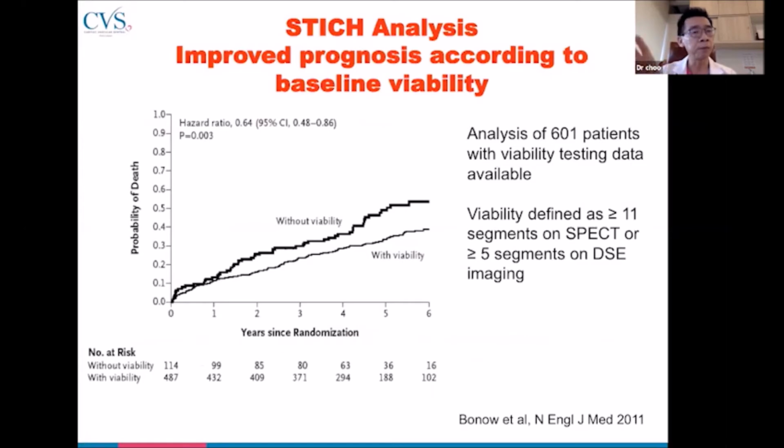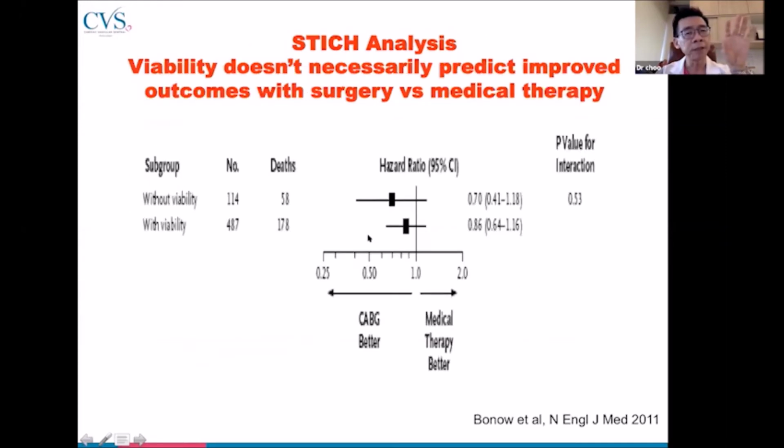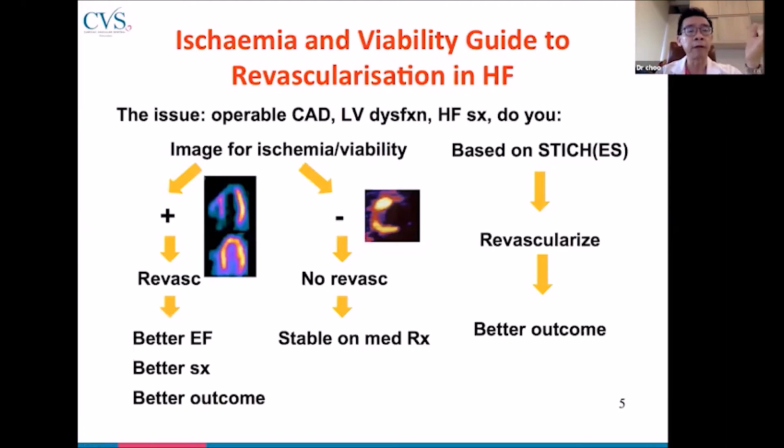The STICH trial, which we'll go into in more detail shortly, again shows that if you have viability, you have a better prognosis. If you have no viability, they are more likely to die. The only strange thing from the STICH trial was that in these heart failure patients, who were randomized to surgery against medical therapy, the outcome was no different whether or not there was viability. Of course, the trend is there, with or without viability, that surgery may be helpful. So basically, there's no difference whether you look at viability or not.